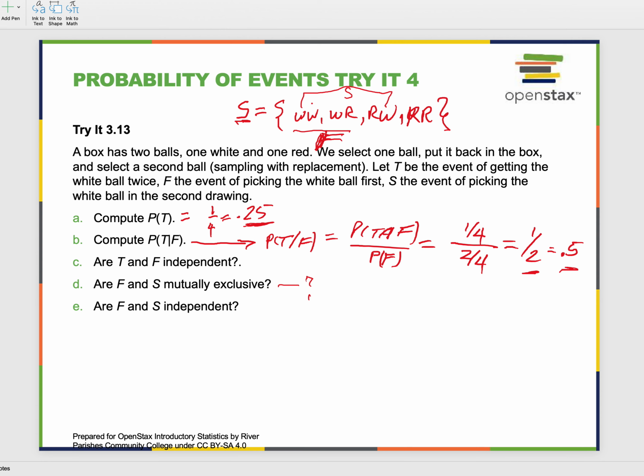Well, they have something in common. They have the WW. So they're not mutually exclusive. There is one event, the intersection is not 0. Are they independent? Well, how do we get independence again?